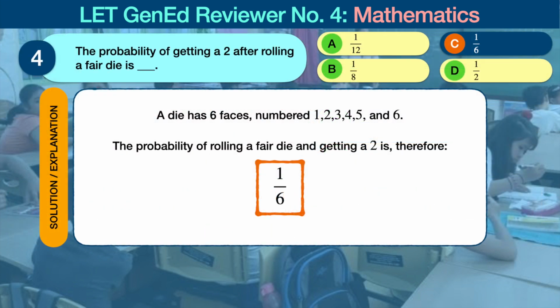The correct answer is C. 1/6. A die has 6 faces, numbered 1, 2, 3, 4, 5, and 6. The probability of rolling a fair die and getting a 2 is therefore 1/6.